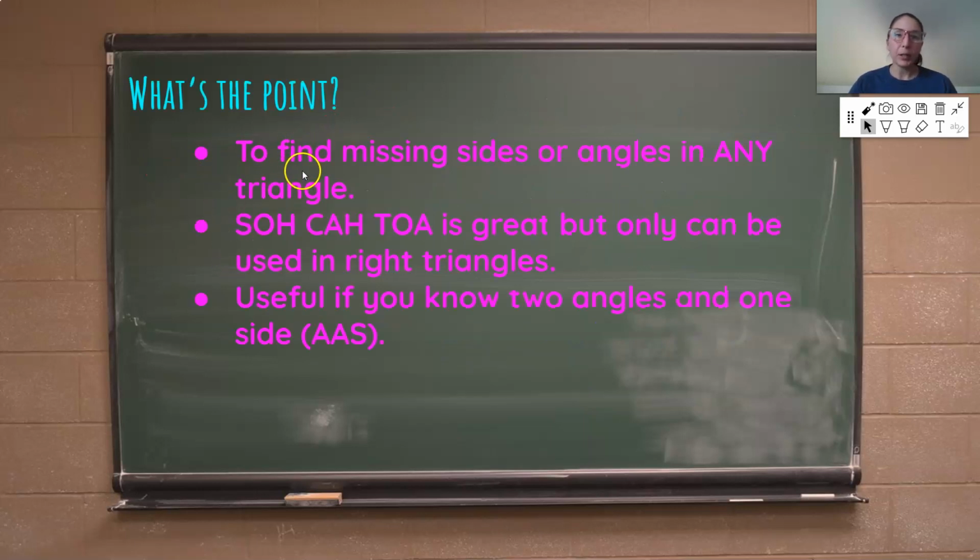So what's the point? We use law of sines to find missing sides or angles in any triangle. Now SOHCAHTOA is great, and sine is opposite over hypotenuse and all of that, but we can only use that in right triangles, and it all falls apart if we don't have a right angle in the triangle. Enter law of sines. Law of sines is useful if you know two angles and one side. As soon as you know two angles in the triangle and one of the sides, you can use law of sines to figure everything else out. And again, this is because we're assuming you don't have a right triangle and you can't use SOHCAHTOA.